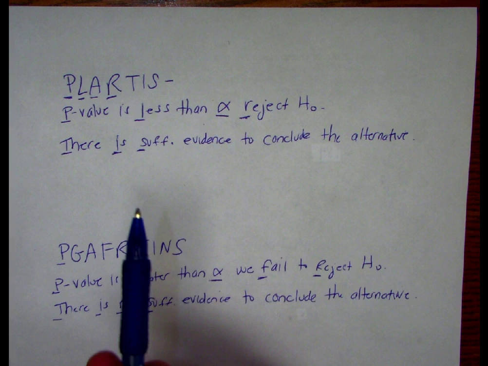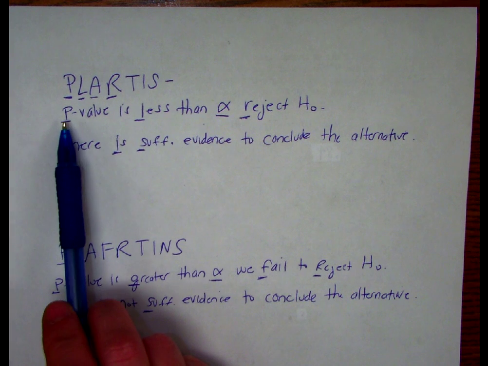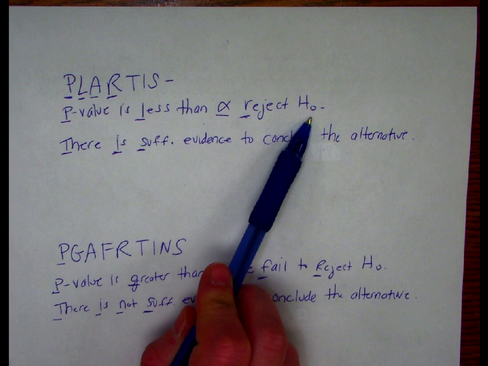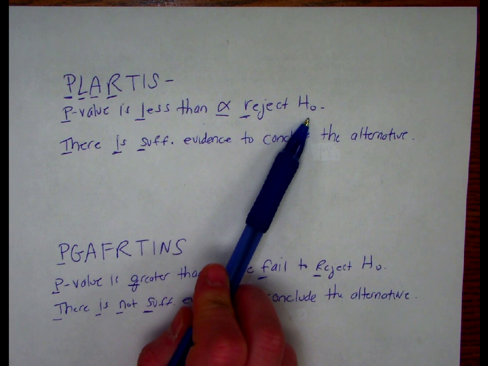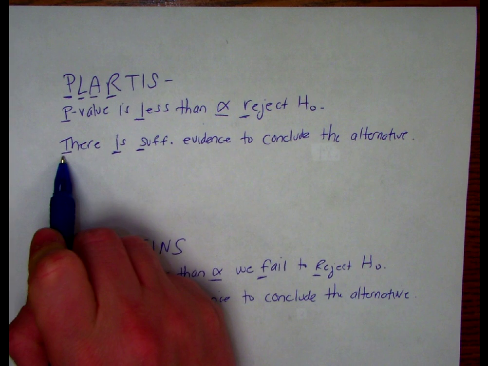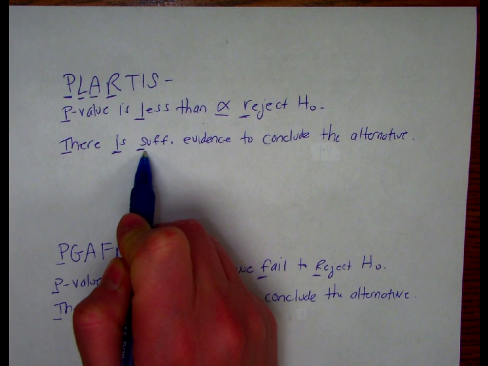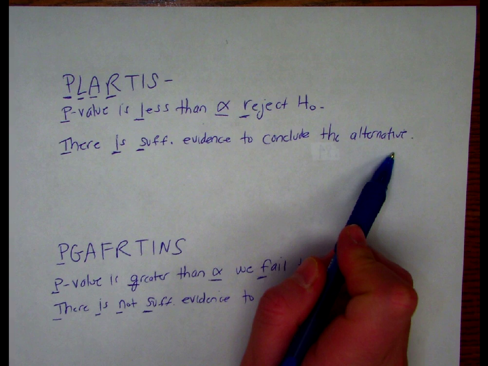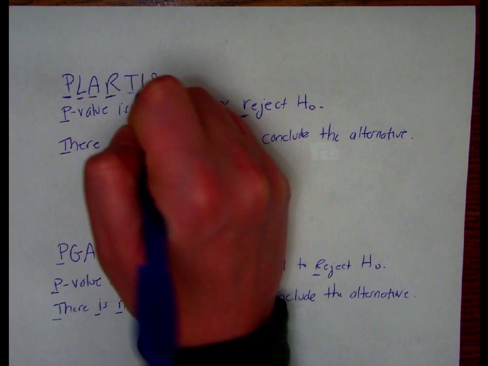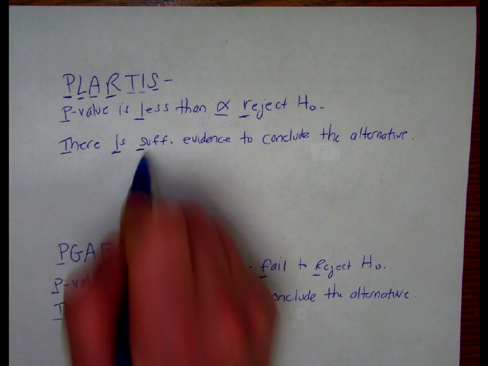So the Plautus, if P is less than alpha, we reject H0. First sentence is you're either rejecting H0 or failing to reject it. Never HA, it's always H0. Second sentence is the TIS: there is sufficient evidence to conclude the alternative. Okay, so that's the Plautus. Right there, there is sufficient evidence.